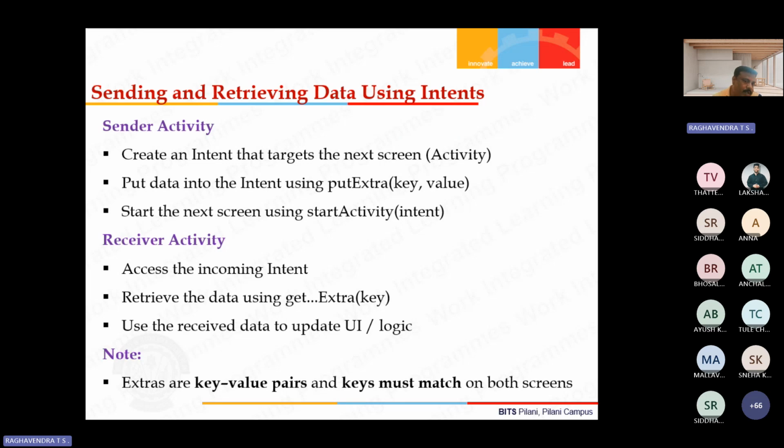The receiver activity accesses the incoming intent, so whoever is sending, and retrieves the data based on what message has been transmitted with the help of getExtra with a key specified. Then use the received data to update the logic, or it could be the user interface. Extras are key-value pairs, and keys must match on both screens.